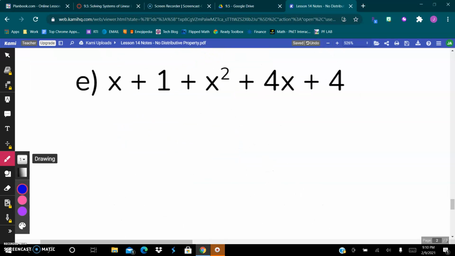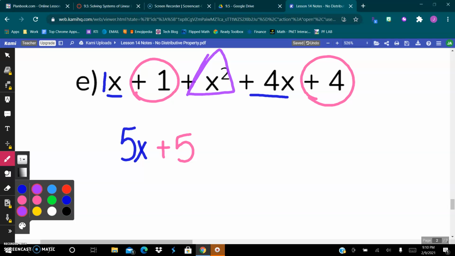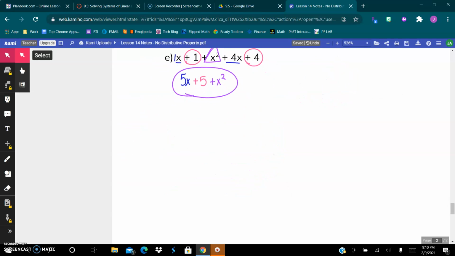All right, and then this one, I start with an x, so I'm looking for an x. Any more x's? I see positive 4x. So 1x plus 4x gives me 5x. And then I have this positive 1, that's a constant, so I'm looking for another constant. There's a plus 4, so 1 and 4 make 5, positive 5. And then I have this x squared, this positive x squared, and it's the last term. There's no other terms to combine it with, so I'm going to put plus x squared. So that is my simplified version of that problem.